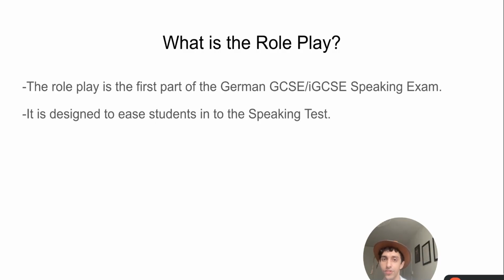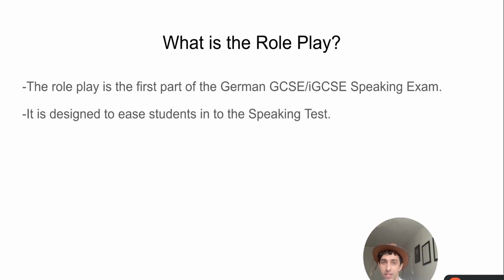So the role play was traditionally designed to somewhat ease students into the speaking test. It was typically the first part of the speaking exam. And so it was supposed to be somewhat easier, somewhat simpler compared to, say, the topic-based conversations or the parts that could come later. That does not mean that you do not have to prepare for the role play. You should still prepare. You should still revise for it.